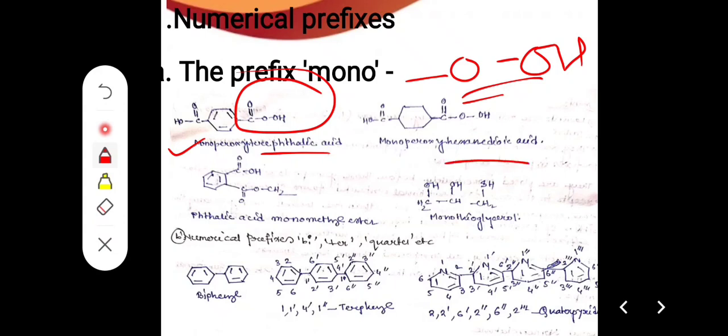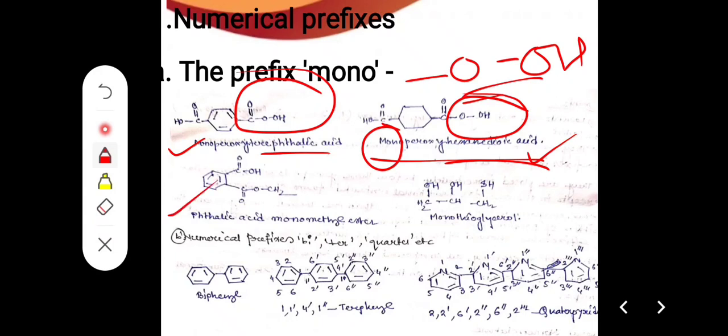This is hexanedioic acid, but there is one peroxy group present, one time. So that's why we term it monoperoxy hexanedioic acid. Monoperoxy hexanedioic acid, because the peroxy group is present but only one time. That's why we call it monoperoxy hexanedioic acid.